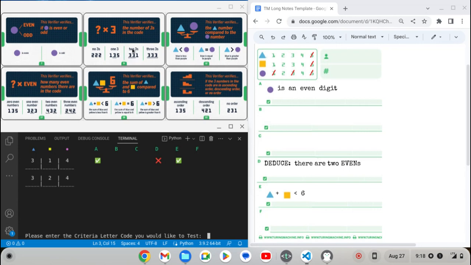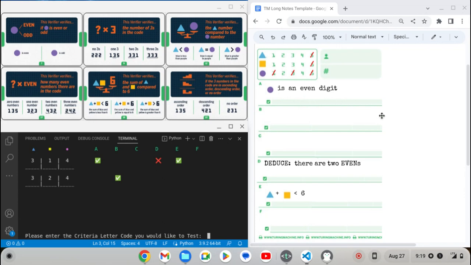I think if we test whether there's a 3 or not, that would mean that triangle or square cannot be 4. So that would be helpful. Let's go ahead and do that. Let's test criteria card B. Okay, yes, it's true. There is a single 3.